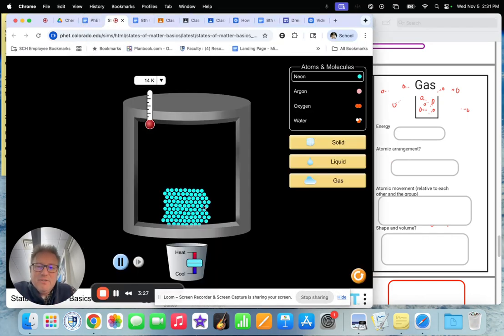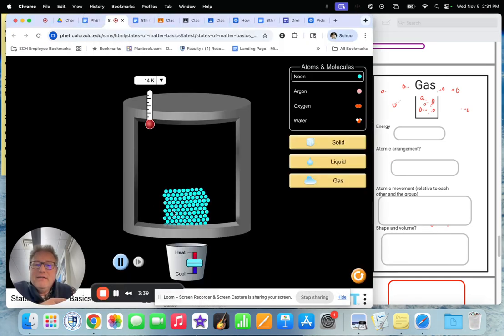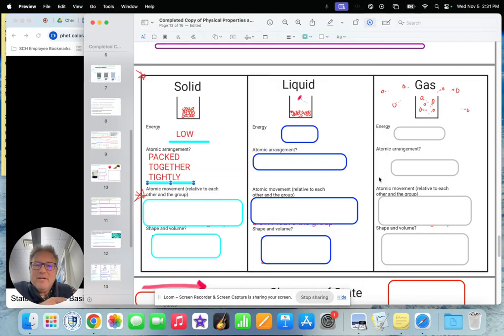They're kind of squished together there. They're pretty tightly packed, generally speaking. Because they're tightly packed, it's important to note how they are moving, the atoms, the particles, relative to each other and relative to the group. And if we look at it here, they're not moving around each other and they're not leaving the group.